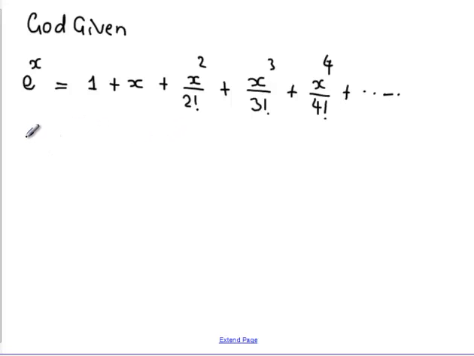Also God-given, sine, the usual sine we know, sine of x is x minus x to the power 3 over 3 factorial plus x to the power 5 over 5 factorial minus x to the power 6 over 6 factorial.